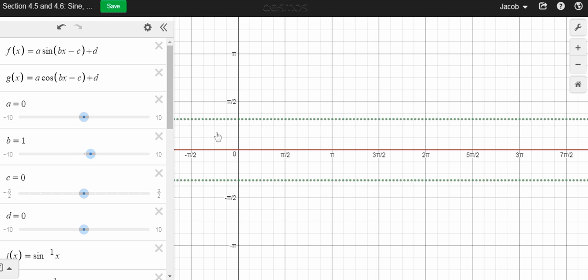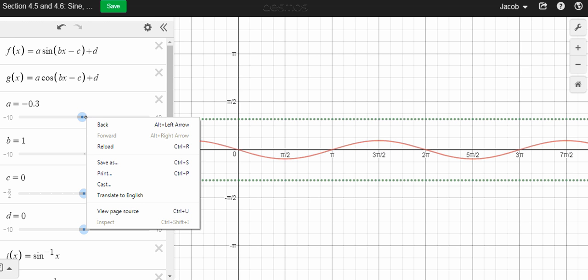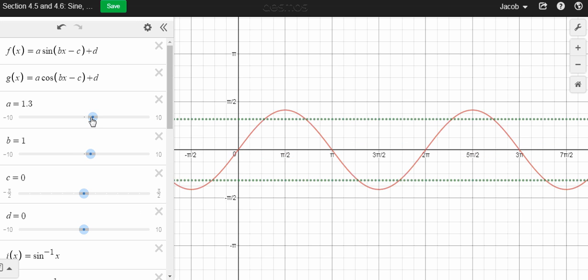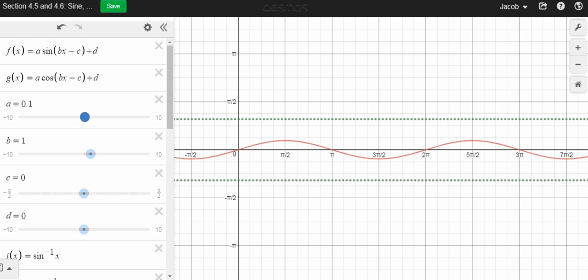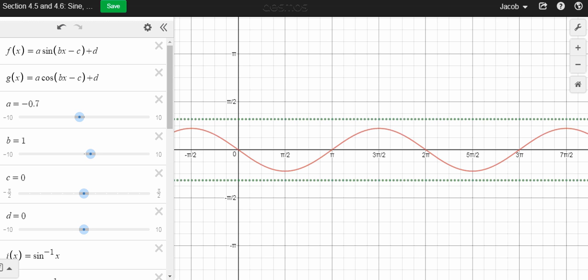All right, so anything times 0 is 0. Makes sense, right? Negative does what? So before, remember, it went up from 0 and then dipped down below 0. Now it goes down from 0 and then back up, right? It's reflecting about the x-axis, just like the polynomial functions and the exponential functions and the other types of functions that we did. So we know what A does.